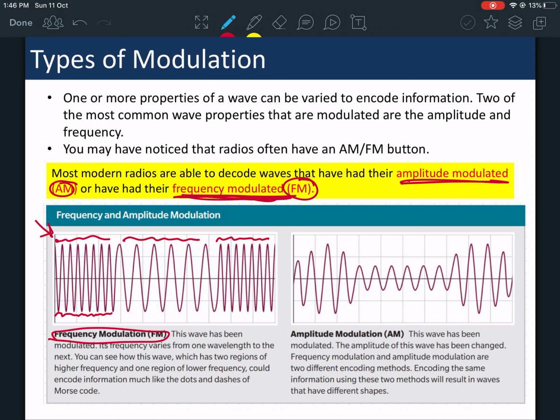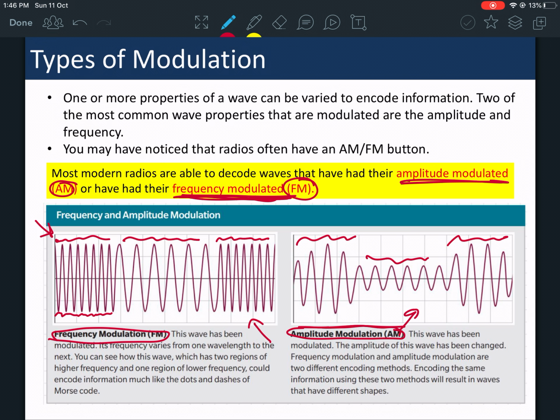You also have something called amplitude modulation, when they change the amplitude. The amplitude, remember, is from the equilibrium up, equilibrium down. You took this in the last lesson. This is the amplitude. Now see, they change here. The frequency is the same, but here the amplitude is changing. Here you have a high amplitude, low amplitude, high amplitude. So this is amplitude modulation, where the amplitude is changing.